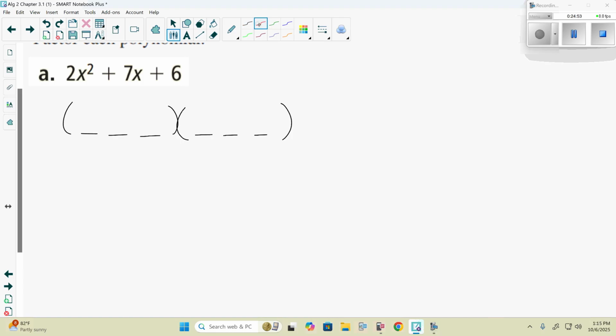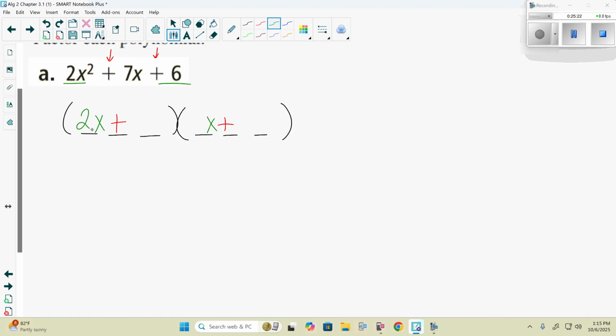Third term is positive, so the signs are the same and match the sign of the middle term. Factors of the first and third term. 2x squared and 6. Well, 2x squared, I know we're going to have x and x for x squared, yes? Factors of 2 are 1 and 2. Where do you want to put the 2?